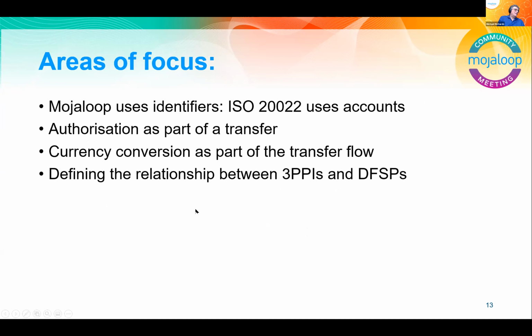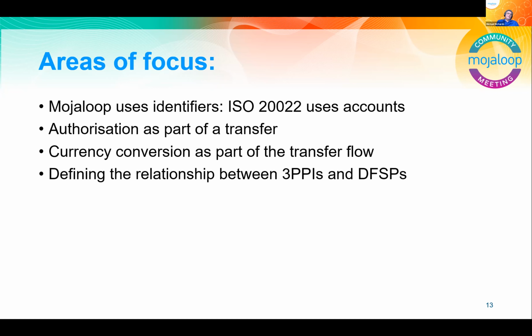Okay, so what areas of focus might there be? First of all, Moduloop, as I'm sure people who've been engaged with it know, uses identifiers. That is to say, it says, I have a particular identifier, which might be a mobile phone number, a national ID, an alias of some kind, a merchant ID, all of those sorts of things. And what I want to find out is which participant in the scheme will take the responsibility for converting that identifier to an account that can be, in this case, credited.